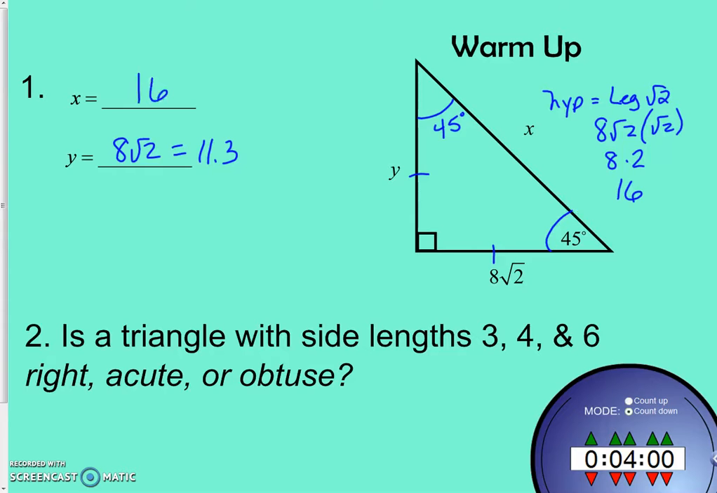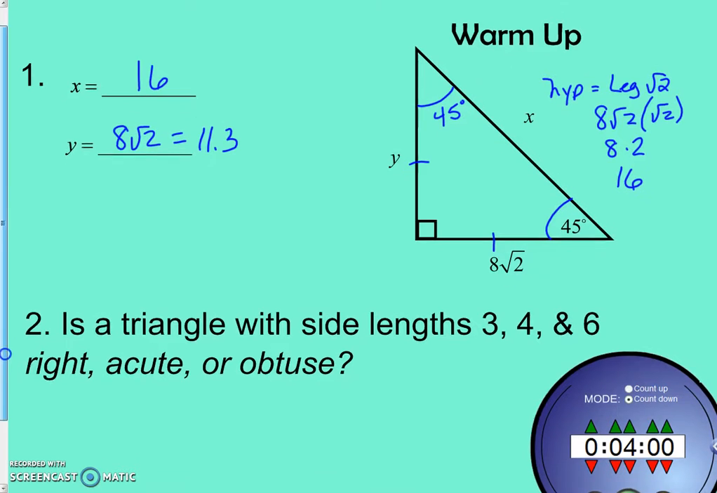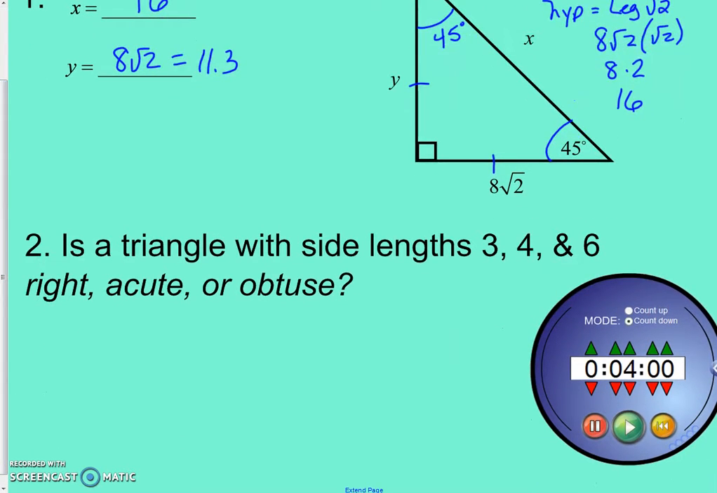All right, is a triangle with side lengths 3, 4, and 6 right, acute, or obtuse? So this goes back a little bit, trying to remember with this. You do use the Pythagorean theorem, so we want to use 3 squared plus 4 squared, and I'm checking to see how it relates to 6 squared. It's always small plus small equals the large value squared.